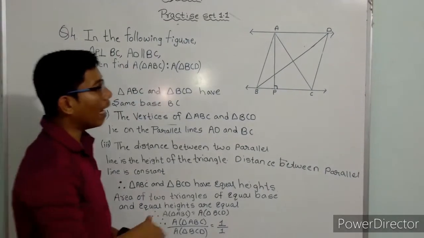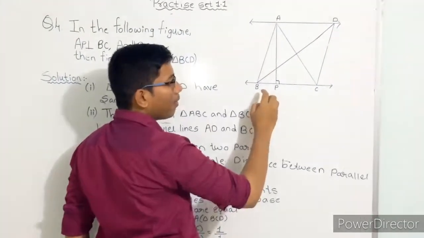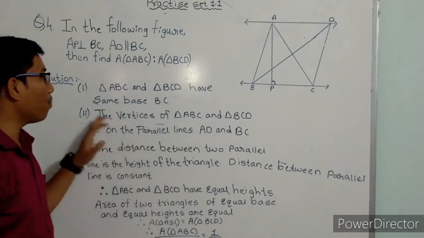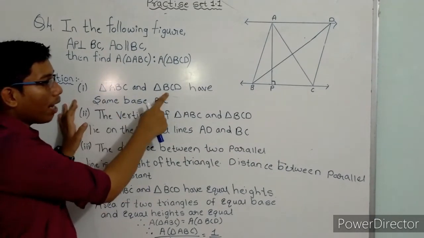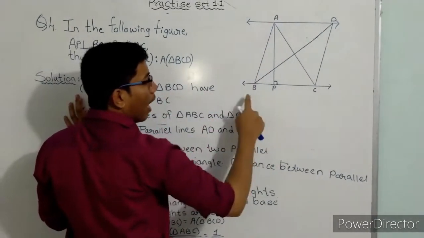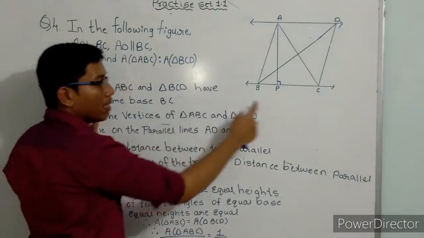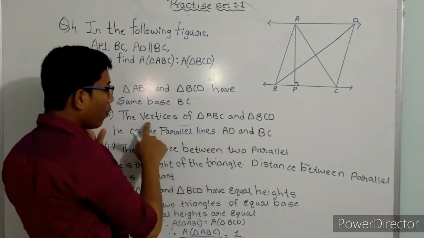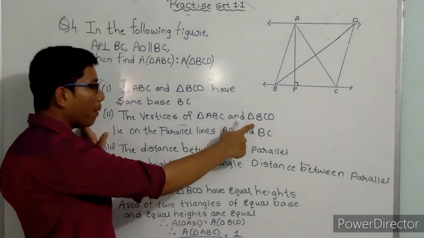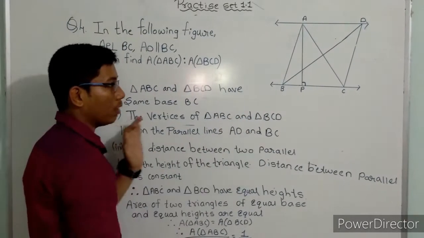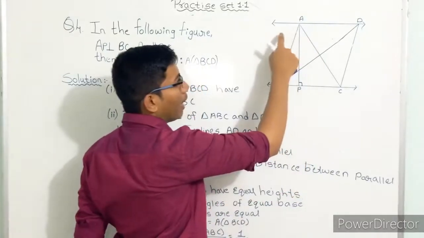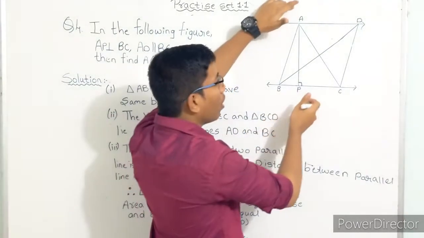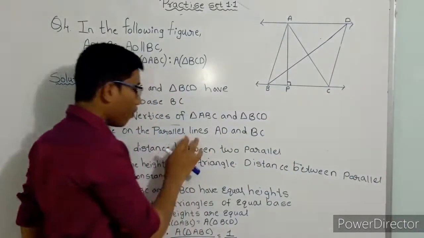First we will say that in triangle ABC and triangle BCD, BC is the base of both the triangles. So we will write in the solution that triangle ABC and triangle BCD have the same base BC. BC is the common base for both triangles. Next, the vertices of triangle ABC and triangle BCD lie on the parallel lines AD and BC. I told you that line AD and line BC are parallel to each other, and both triangles lie between these parallel lines. So we have written that.